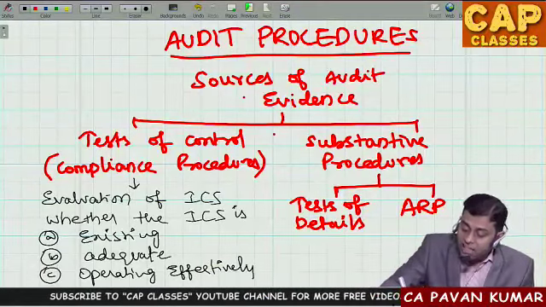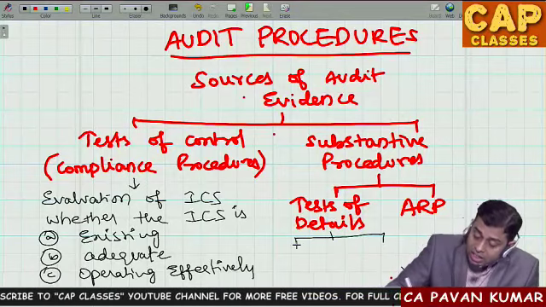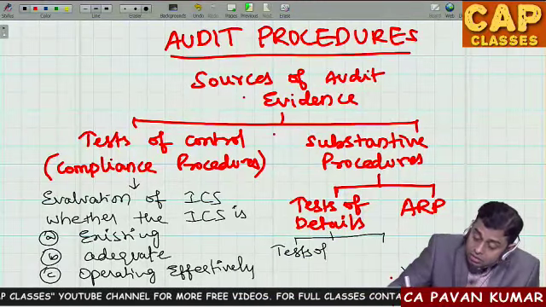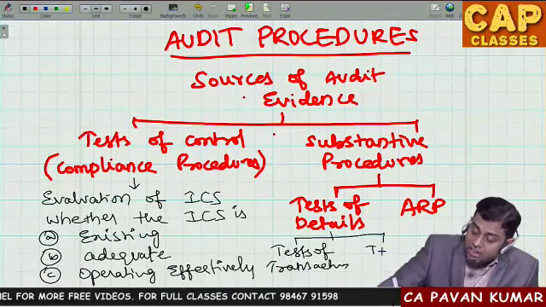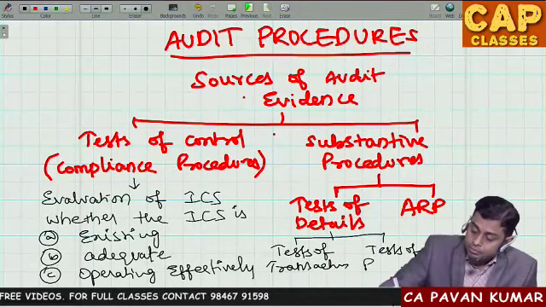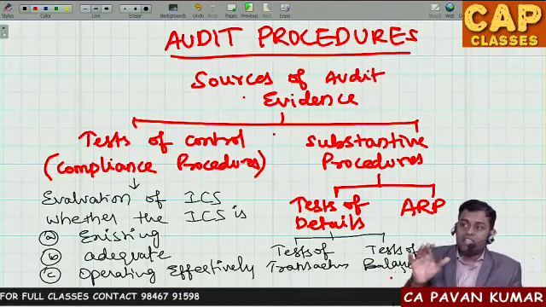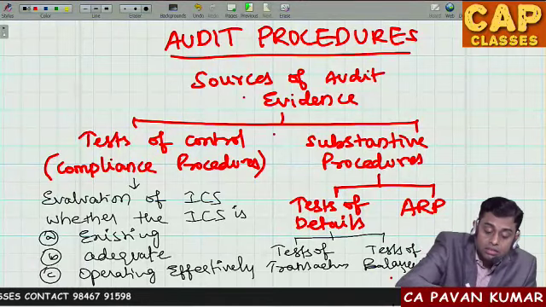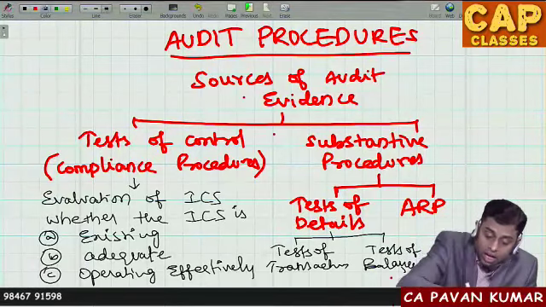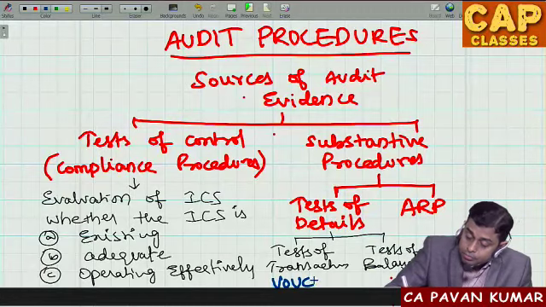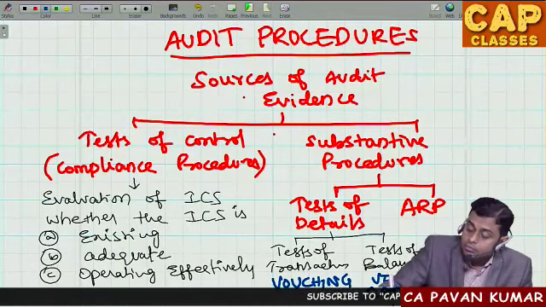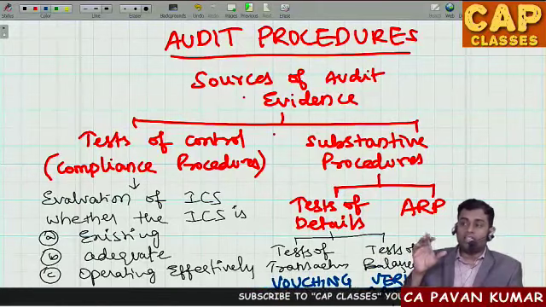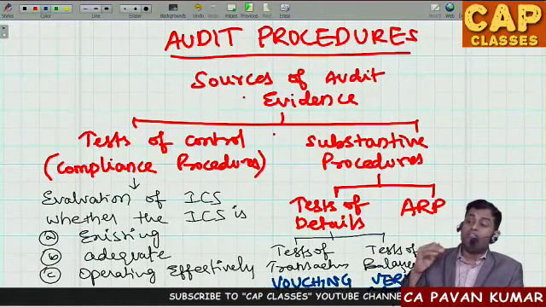In tests of details, again there are two categories. One is tests of transactions. Next one is tests of balances. Tests of transactions is known as vouching. Tests of balances, we call it verification.